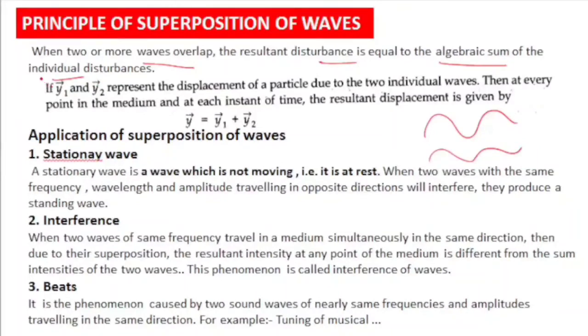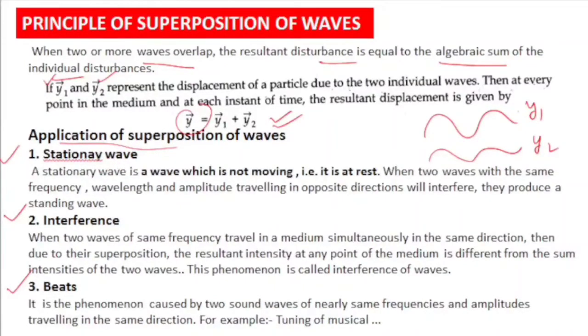Let us suppose that y1 and y2 represent the displacement of the particle due to these two individual waves. So total displacement at any point, y, is equal to y1 plus y2. This is the principle of superposition of waves. Now there are different applications of superposition of waves. First one is the stationary wave, then interference, then beats.